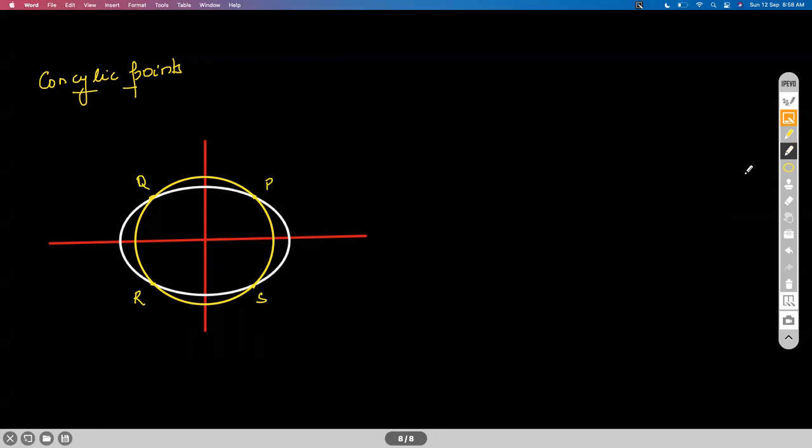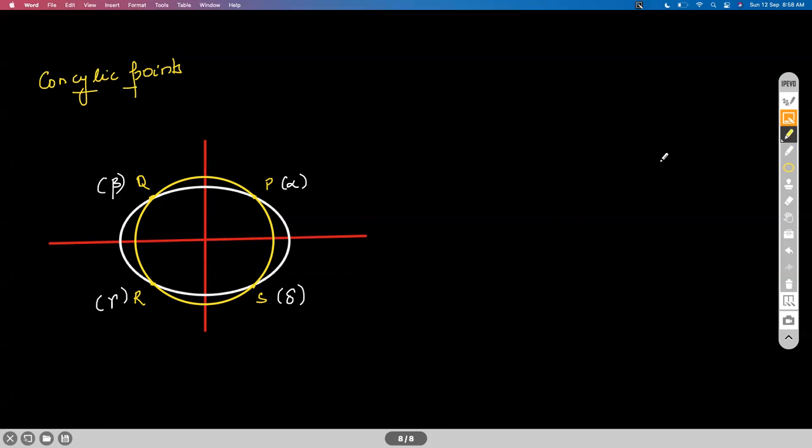Okay. Please remember, if they intersect, the number of intersection points will be 2 or it will be 4. If they touch, then also we can say they are coincident points. So in case a circle intersects an ellipse, it will intersect it in 2 or 4 real points. And let us say the eccentric angles of these points are alpha, beta, gamma, delta.